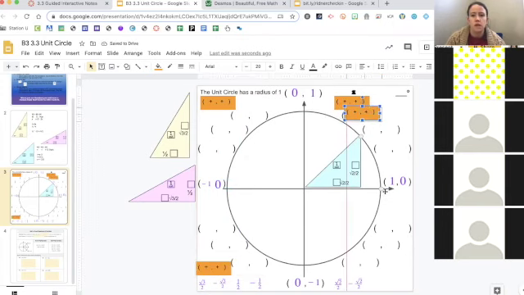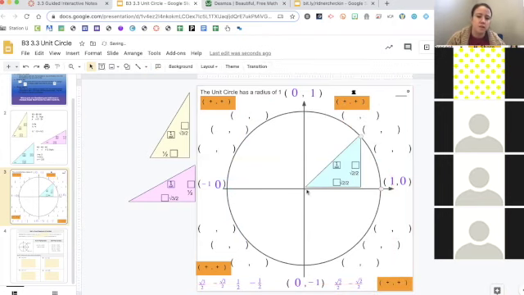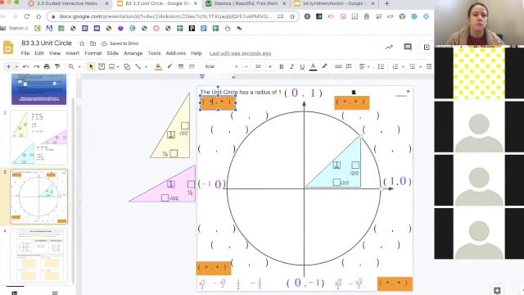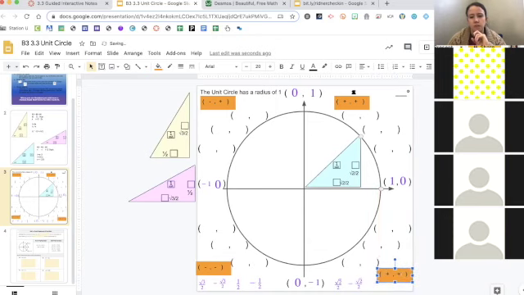Yes, they are, well, we do X and then Y. So X would be negative, Y would be positive in quadrant 2. What about quadrant 3? Should be negative, negative, which means that in quadrant 4, all my numbers will be positive, negative.